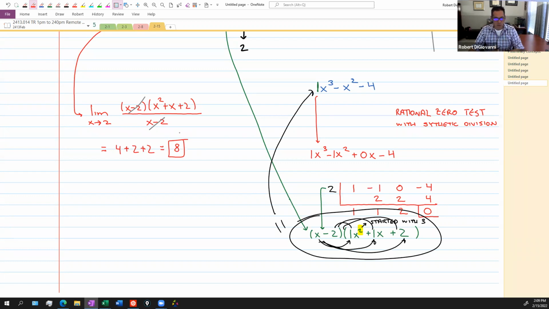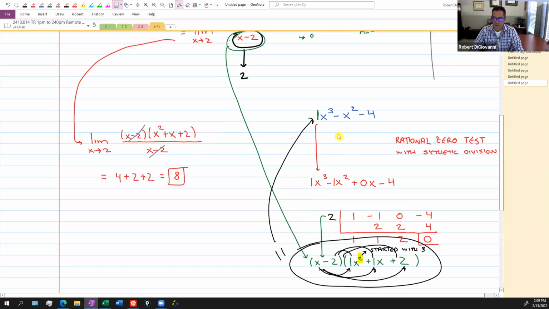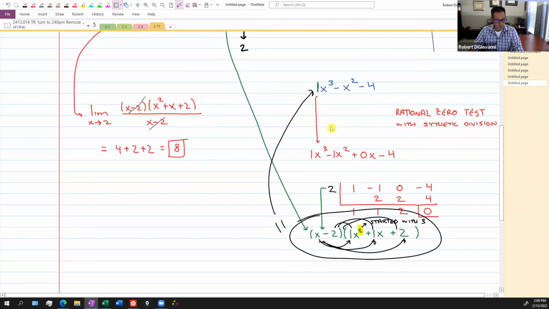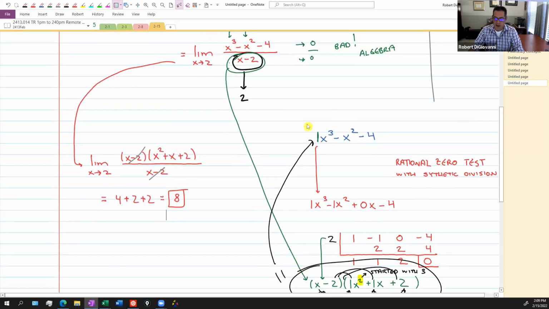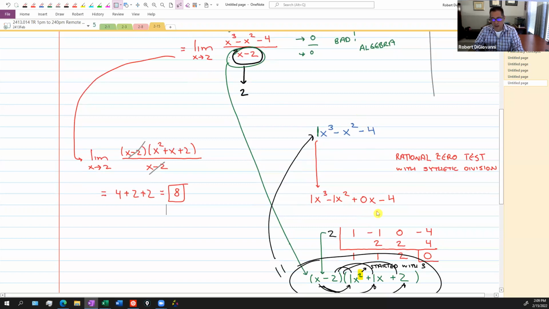Okay, I realize that probably made you a little sick, having to do this, but now you know it's there. This is not going to come up on the homework, but it could very well come up on a test, where you have something that you can't factor. Well, you can, but you have to use this technique to factor it.